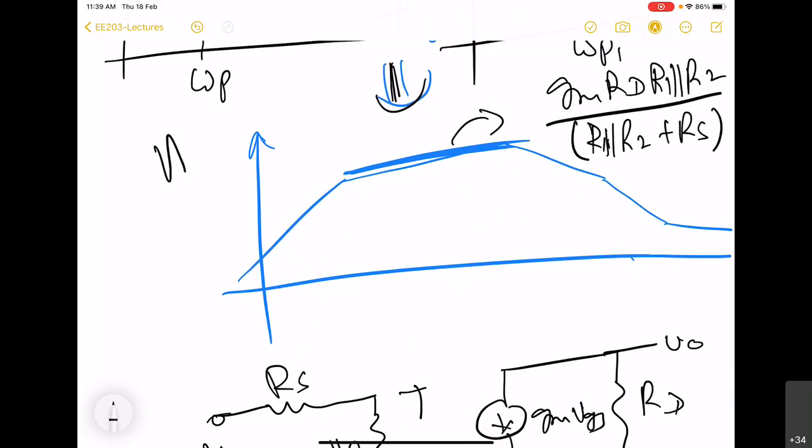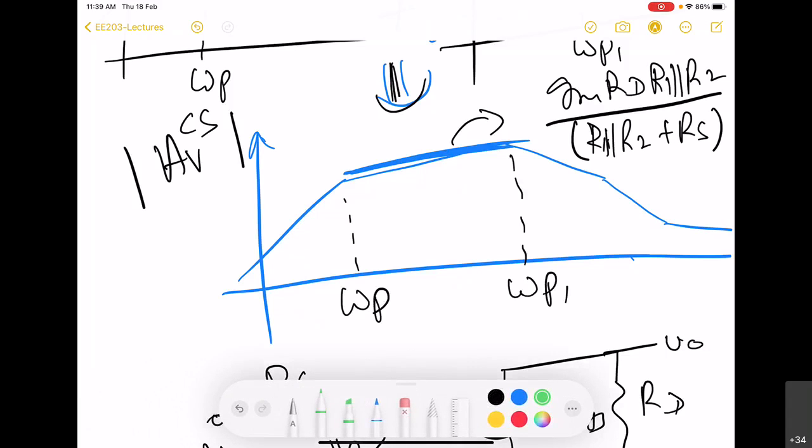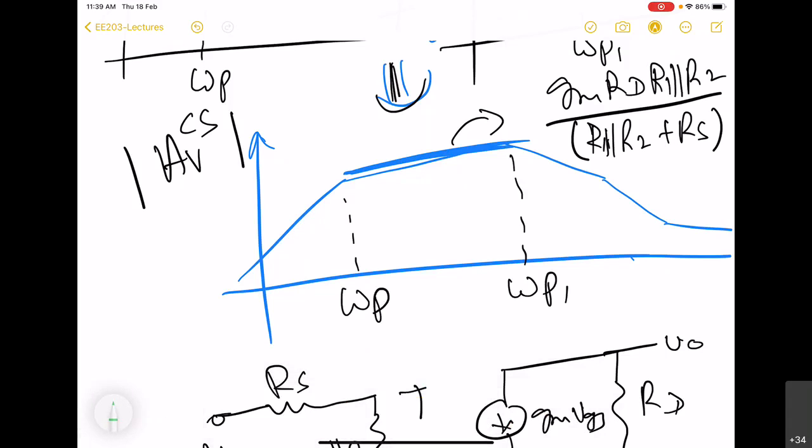So this is the complete response of CS amplifier, magnitude response, and here we will have this omega P, and here we have omega P1, and when you carry out the experiment, actual response that you will get will be something like this. Again, the maximum deviation will occur at these corner frequencies, and they will be very accurate at these tangent location points.